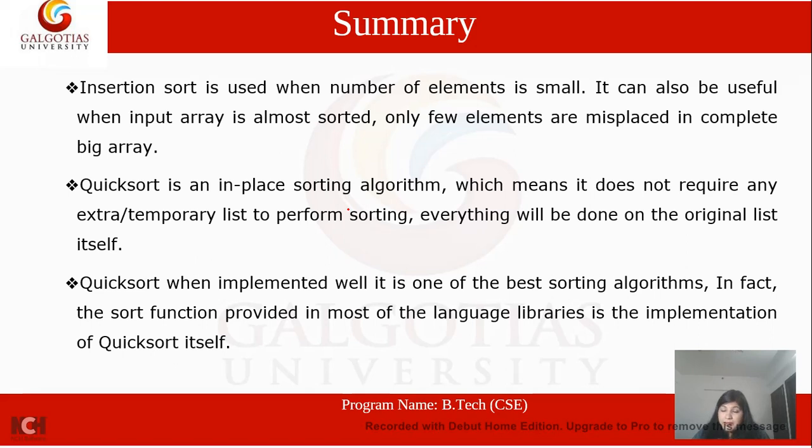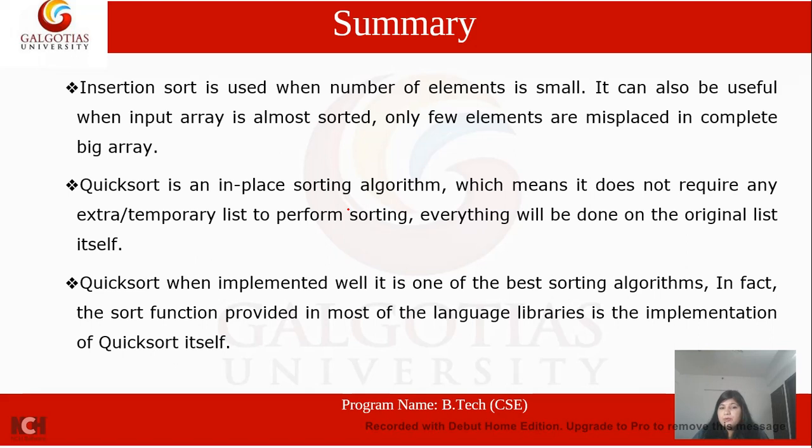Quicksort is an in-place sorting algorithm, which means it does not require any extra or temporary list to perform sorting. Everything will be done on the original list itself. So remember, it was discussed that quicksort is a very good sorting algorithm and it is in place, right? So we do not require any extra space. We can swap things inside.